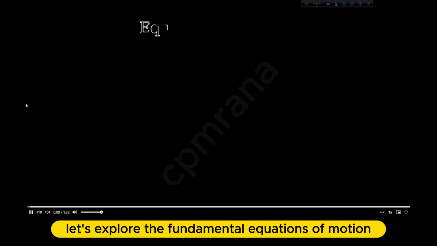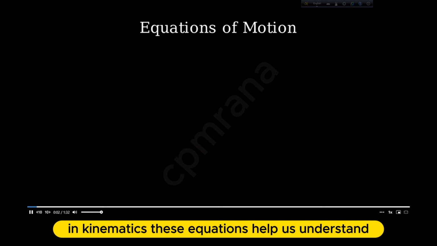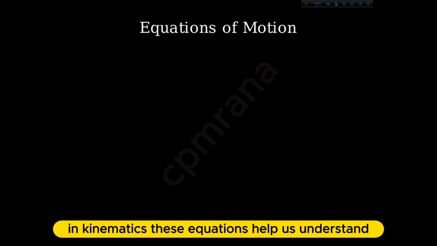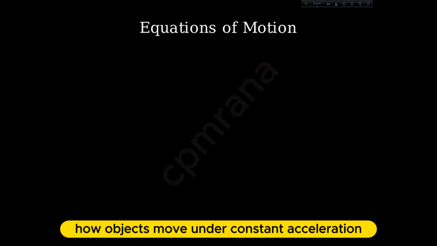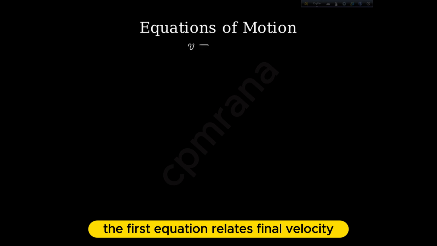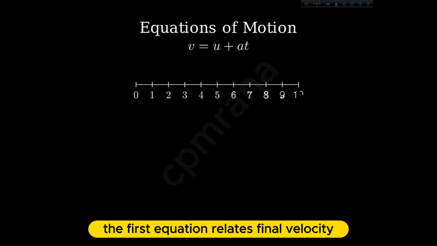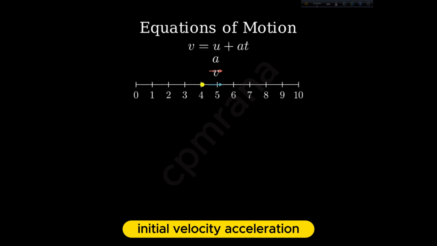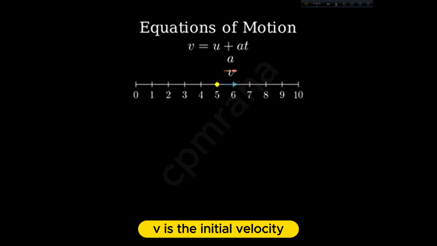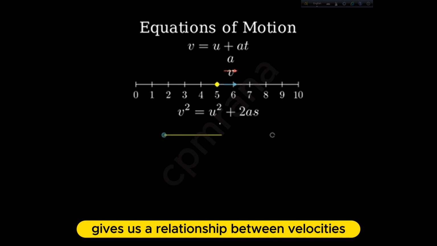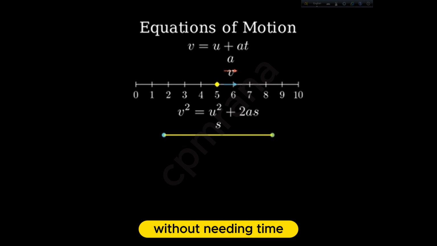acceleration. Let's explore the fundamental equations of motion in kinematics. These equations help us understand how objects move under constant acceleration. The first equation relates final velocity, initial velocity, acceleration, and time. v equals u plus at, where v is the final velocity, u is the initial velocity, a is acceleration, and t is time.